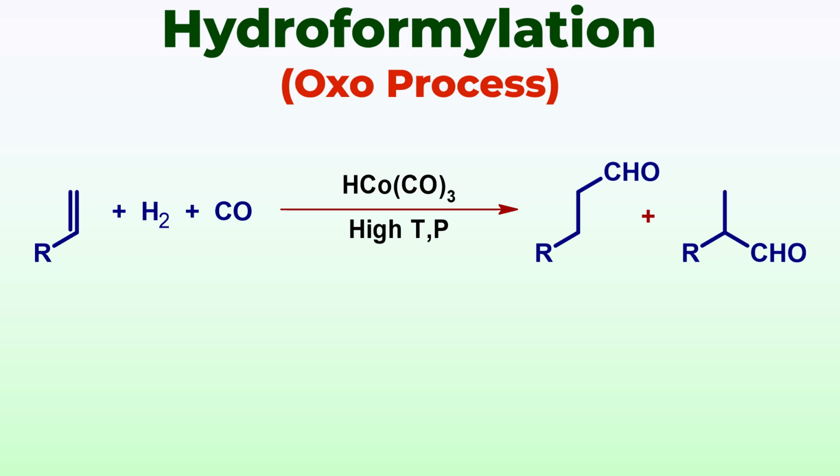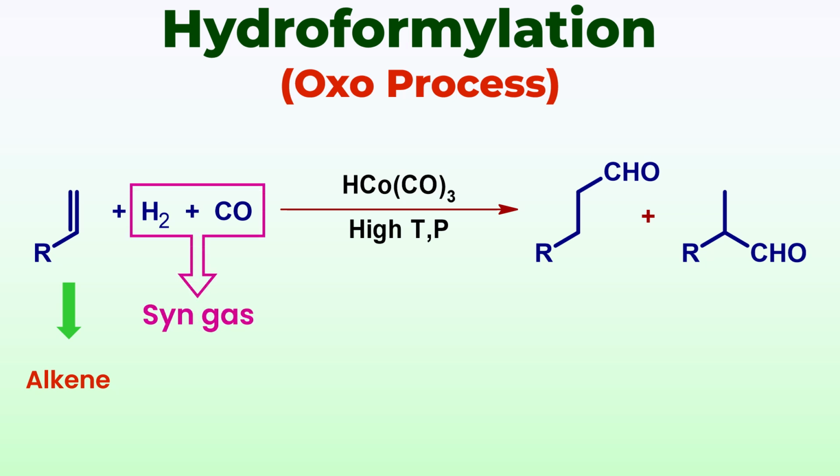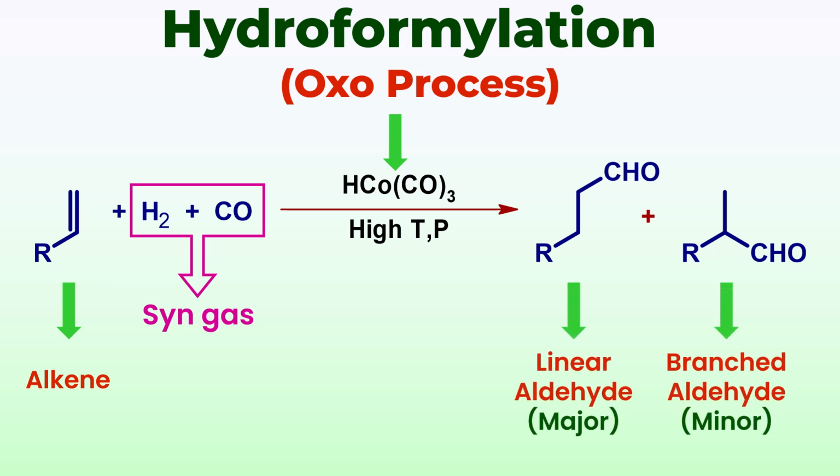As shown on the screen, when an alkene is treated with a mixture of carbon monoxide and hydrogen gases, also known as syngas, in the presence of a cobalt catalyst such as tricarbonyl hydridocobalt(I), a mixture of aldehydes is formed. Usually, the linear aldehyde is formed as the major product, while the branched aldehyde is the minor product.